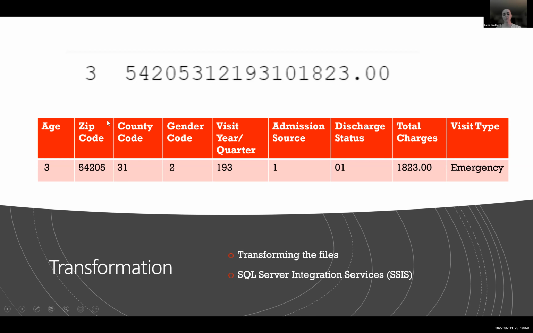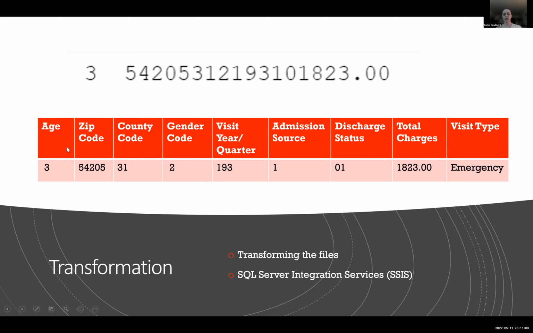So the first parsing process was just splitting up the different codes. And then the second process was removing all of the white space, because this one had like 2 characters of white space. So we had to remove all of that white space from the text file.